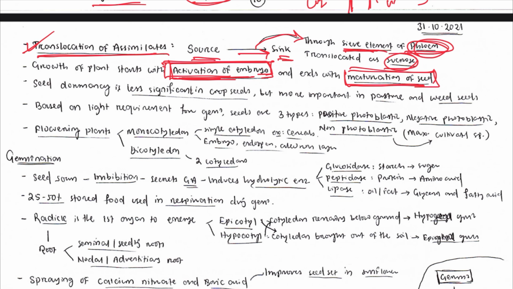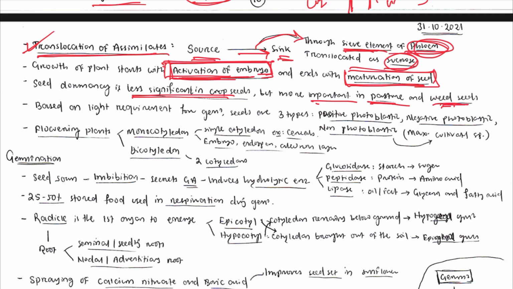Now, seed dormancy is less significant in crop seed but more important in pasture and weed seeds. Why? Because in weed seeds, it is a survival mechanism. But in crop seed, we do not want dormancy because we want the crop seed to germinate, and for synchronous germination, right? So in crop seed, it is not that important, but in weed seed that is very important from their survival point of view, not from our survival point of view.